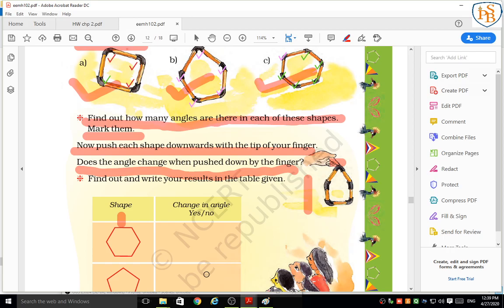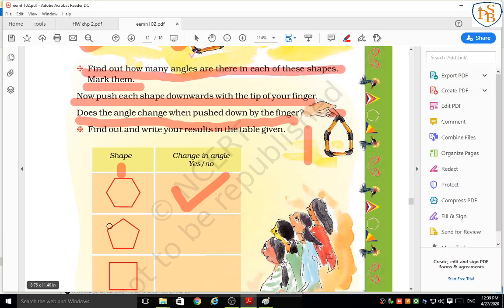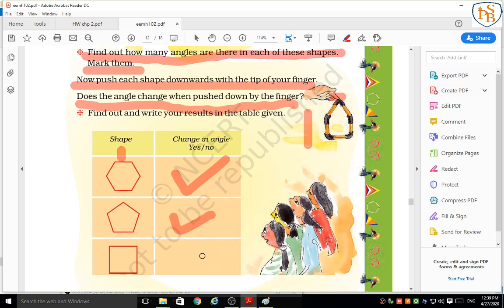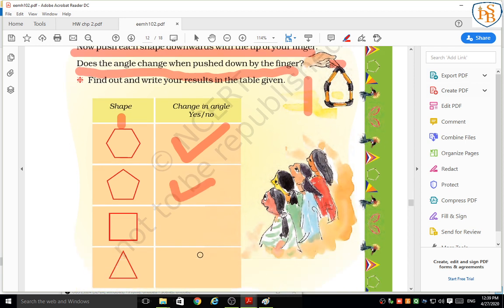Angle change? Correct, yes. Here the angle is going to change. For this shape, just try, students, by using the tip of your finger, just push in a downward direction. What happened? What happens, students? Does the angle change? Correct, very good. For the square? Yes, very good. The angle changes.